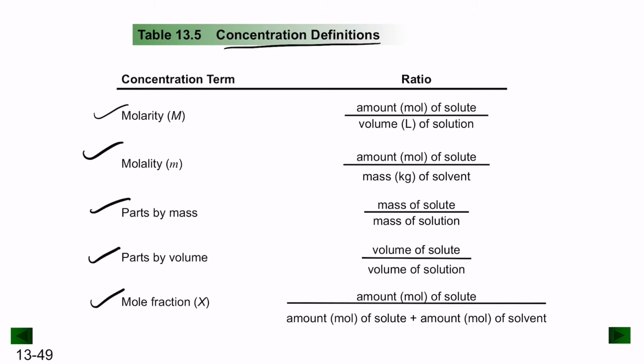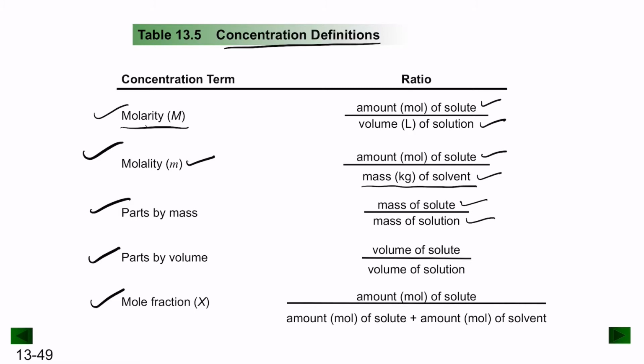The first one is molarity. Molarity is defined as the amount of solute by the volume of the solution. Molality is the amount of solute by the mass of the solvent. The only difference between molarity and molality is that we only consider the mass of the solvent in molality under the denominator. Parts by mass is mass of the solute by mass of the solution.